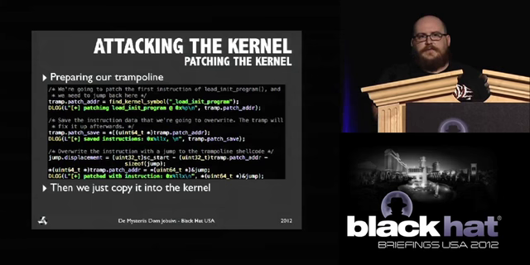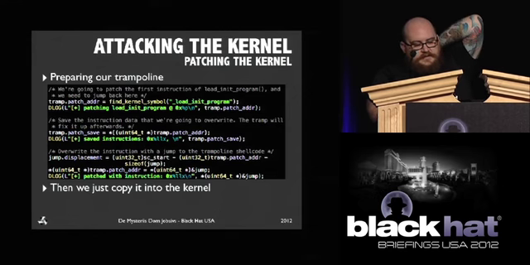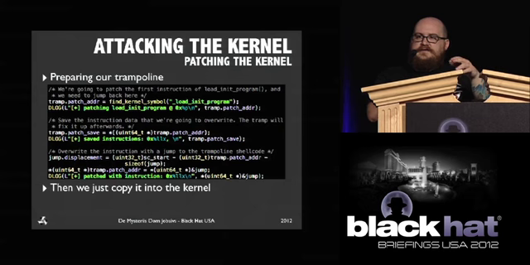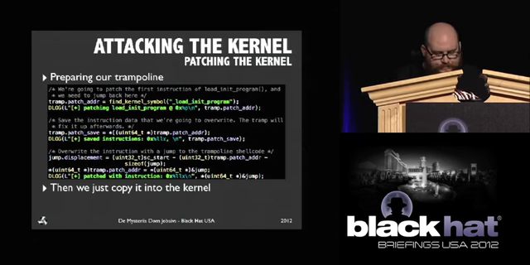Calculate a displacement to where our payload is going to be stored in the page alignment padding. We also need to calculate a displacement to the payload, and then overwrite the first set of instructions in the load init program function with our E8 relative jump to our payload. And we just copy that into the page alignment padding.